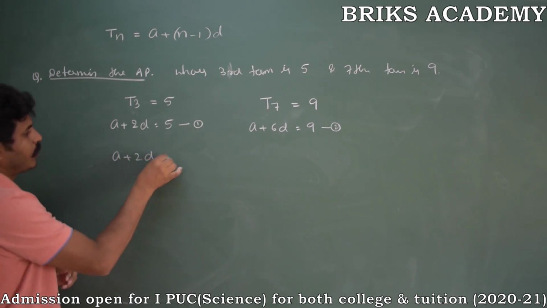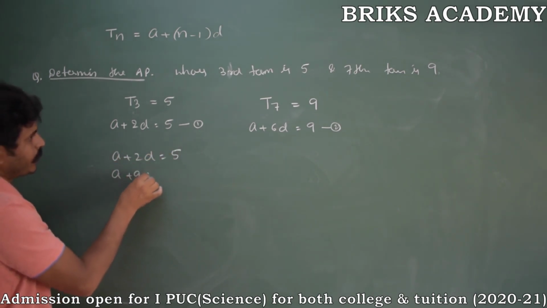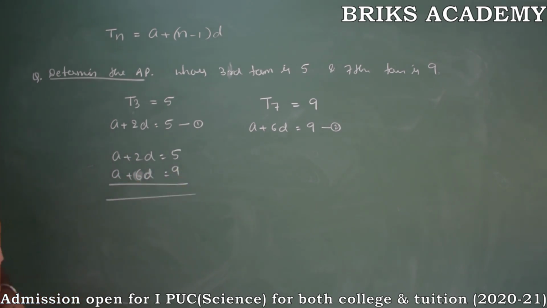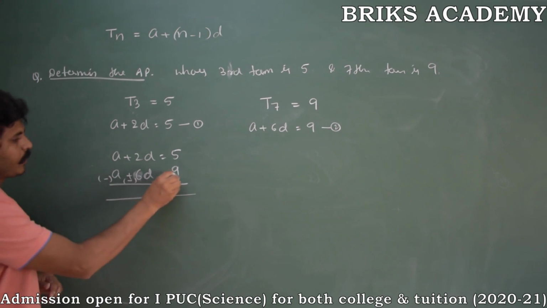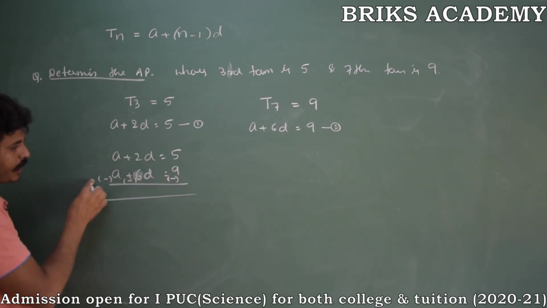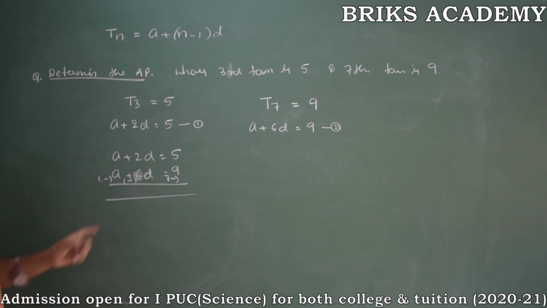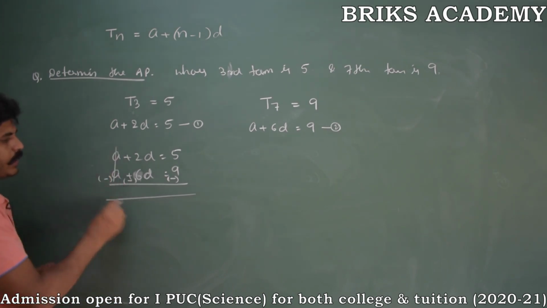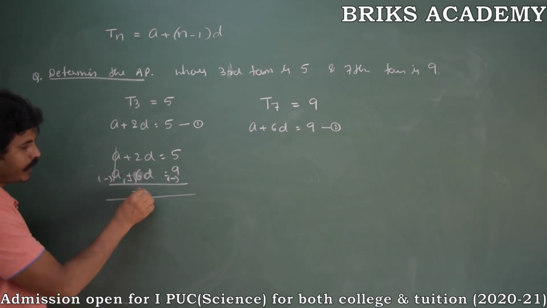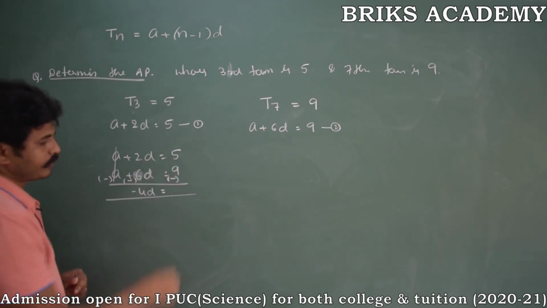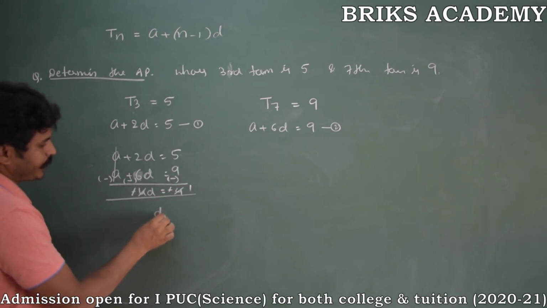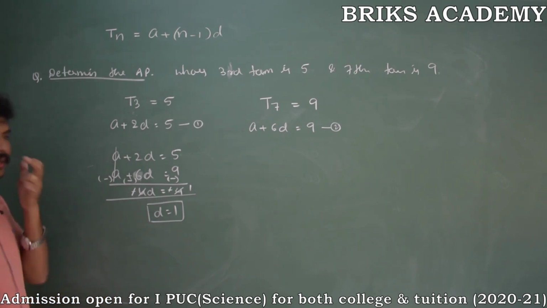Can I solve these two using linear equations? a plus 2d equal to 5, a plus 6d equal to 9. Both have a positive sign, same terms. So if I subtract, I have to change the sign of each and every term: plus became minus, plus became minus, plus became minus. So a minus a cancels. We get 2d minus 6d is minus 4d, 5 minus 9 is minus 4. So minus minus cancel, 4 ones are 4, d is equal to 1. The common difference is 1.